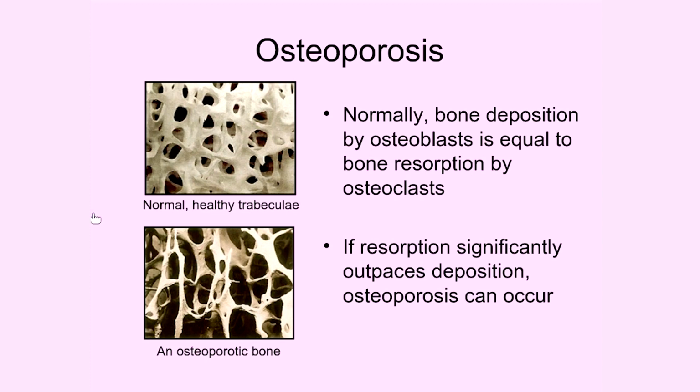If you look at this first picture, what you're seeing is spongy bone. Spongy bone consists of branching bars of bone known as trabeculae, with some open spaces in between that are filled with a marrow-like, red, very vascular tissue. So this is what healthy spongy bone looks like.